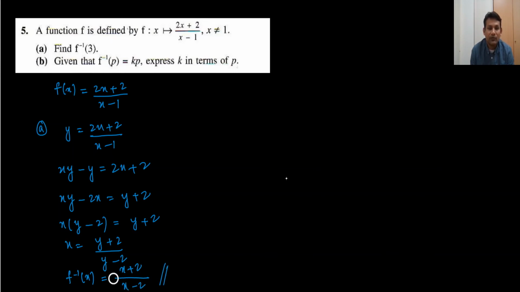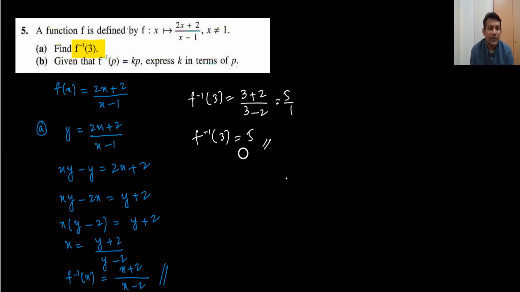This is the equation for the inverse. As we want to find f inverse of 3, I write f inverse of 3 is equal to, I will put the value 3 plus 2 divided by 3 minus 2, and 5 upon 1 is 5. So f inverse of 3 is equal to 5. We have done the first part.